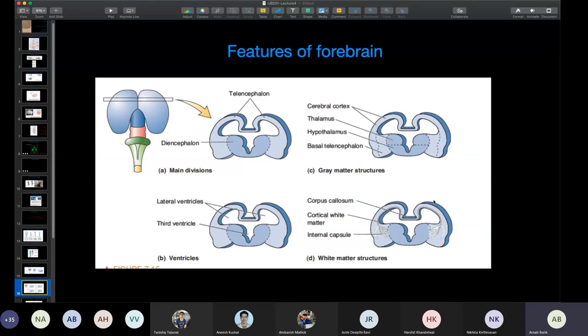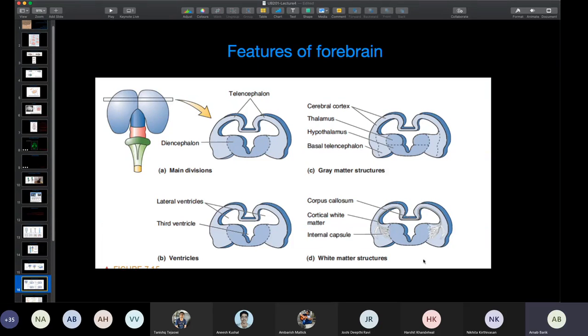Another structure is called the corpus callosum. As I said, the cortex, or the brain, is divided into right and left hemispheres, and the hemispheres are connected by something called the corpus callosum. So these are the axons that are running across the cortex.